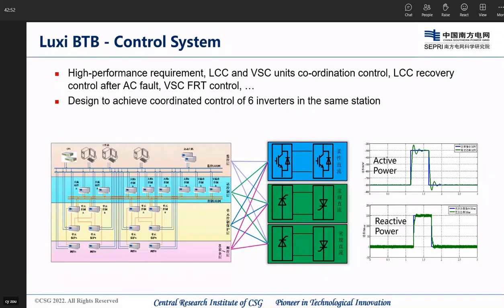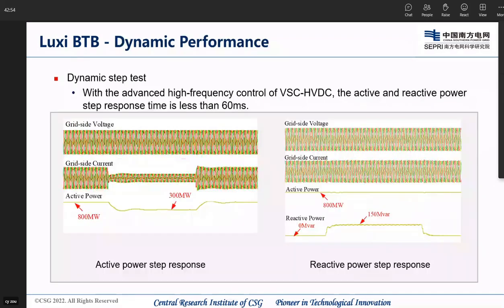This is the dynamic step test of VSC HVDC. The step response time is less than 60 milliseconds in the project.